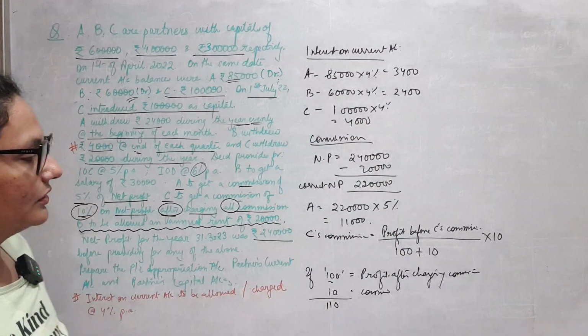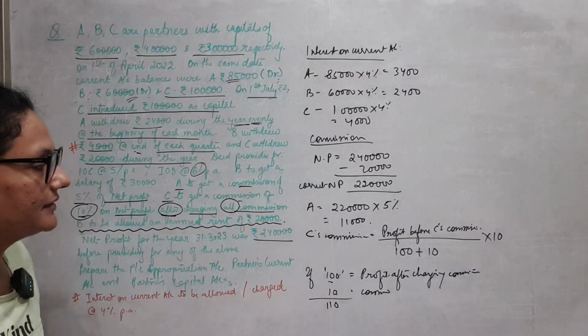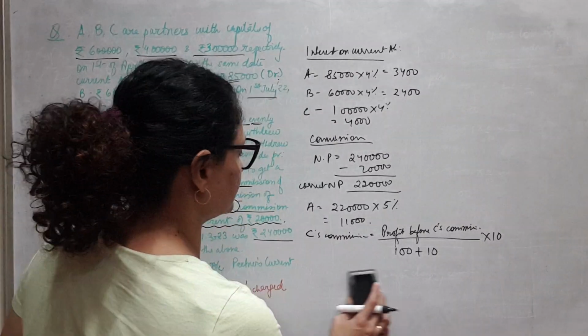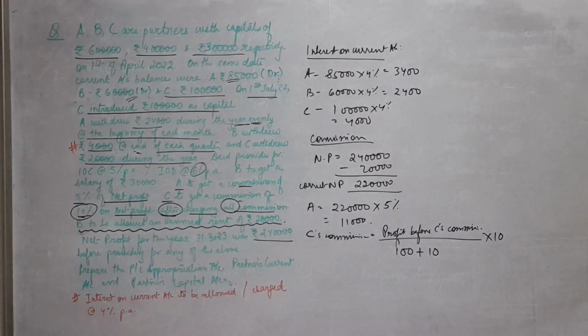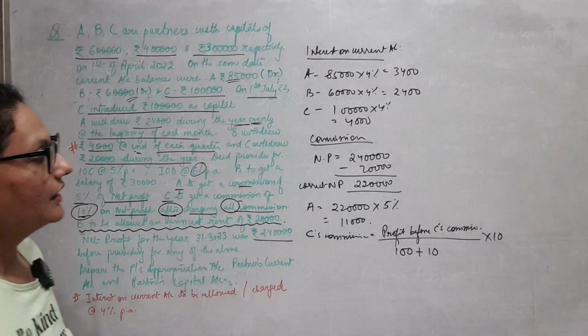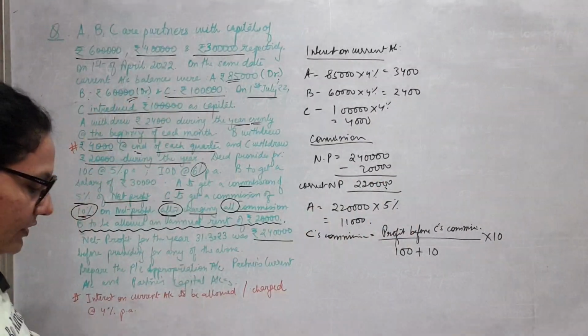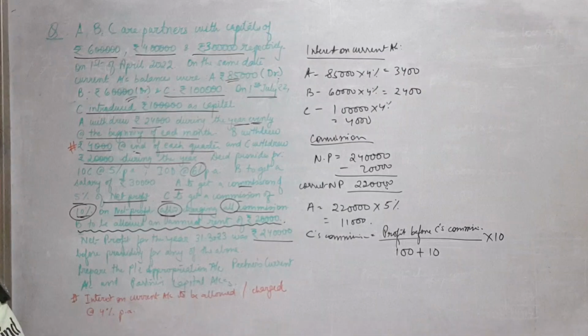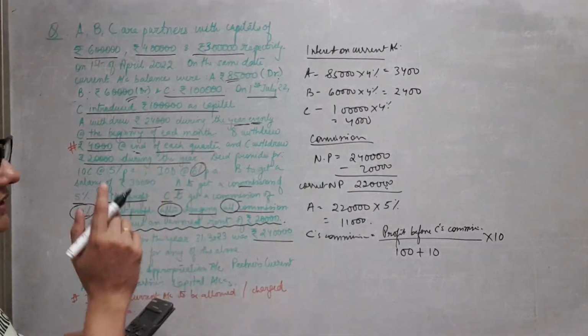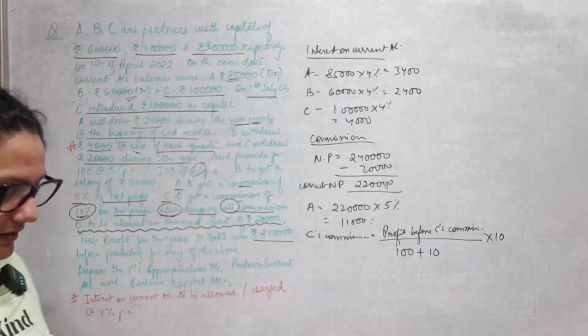Okay, so let us see how much will be C's commission. Now see, net profit was this, 2,20,000. Now from this, A's commission has to be subtracted.